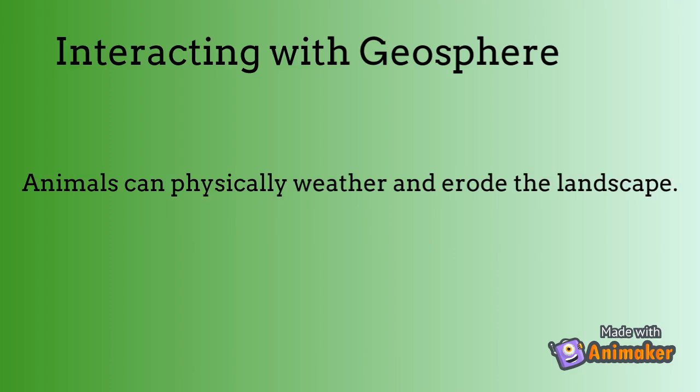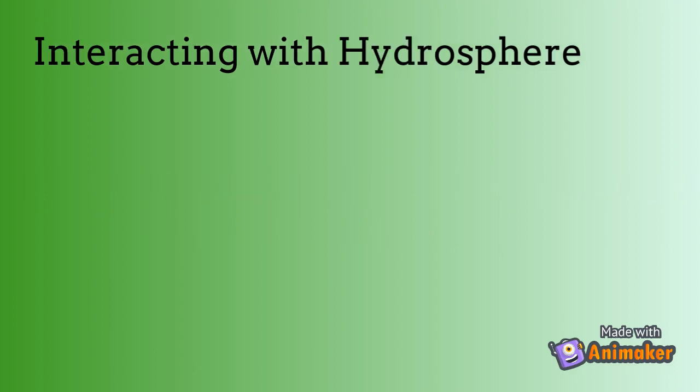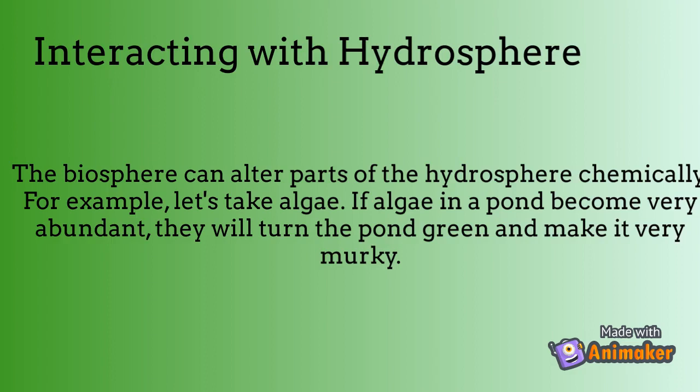Now I'm going to tell you how the biosphere interacts with the geosphere. Animals can physically waddle in the water landscape, such as volcanic islands. Now I'm going to tell you how the biosphere interacts with the hydrosphere. The biosphere can alter parts of the hydrosphere chemically. For example, let's take algae. If algae in a pond becomes very abundant, they would turn the pond green and make the pond very murky.